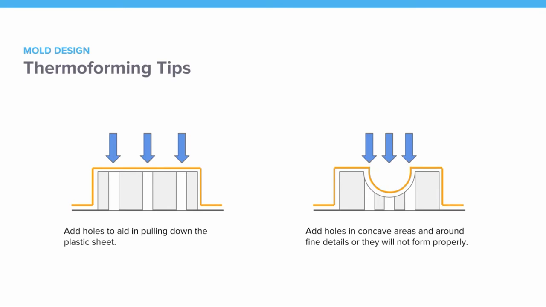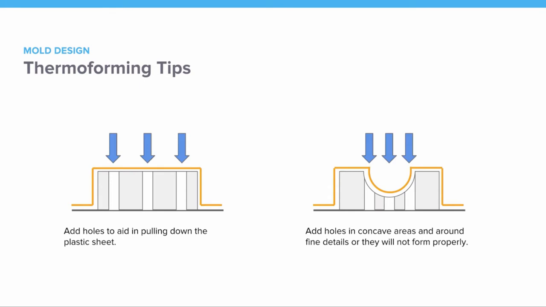If you're having issues with the part being pulled down, you want to add holes that go through the part that allow the vacuum. So technically, this isn't thermoforming tips; these are vacuum forming tips. You want to allow the vacuum to travel up through and get the air in between your mold and your plastic. So you can suck that down by adding some extra holes through your part.